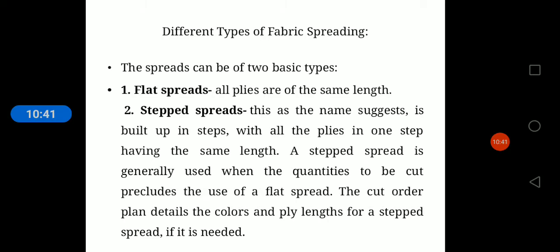One is flat spreads and another is stepped spreads. In flat spreads, all plies are of the same length. A stepped spread, as the name suggests, is built up in steps, with all plies in one step having the same length. A stepped spread is generally used when the quantities to be cut preclude the use of a flat spread. The cut order plan details the color and ply lengths for a stepped spread if it is needed.